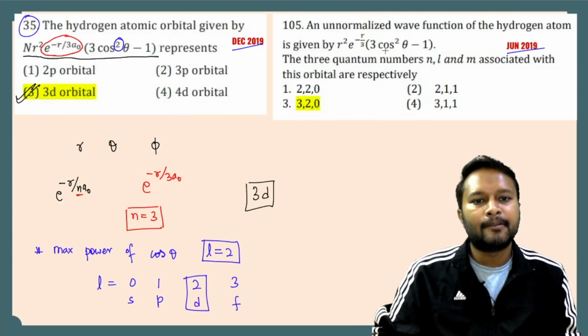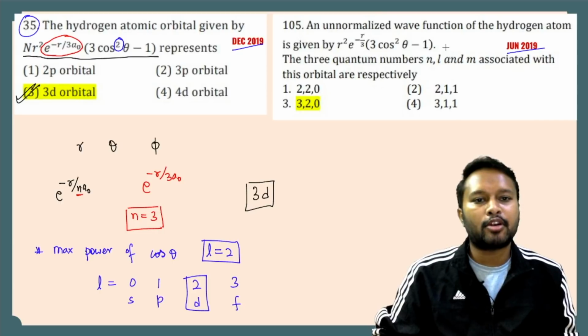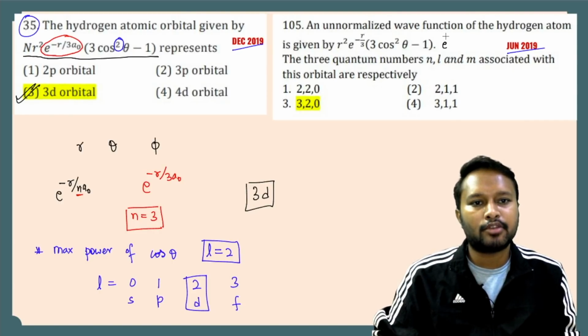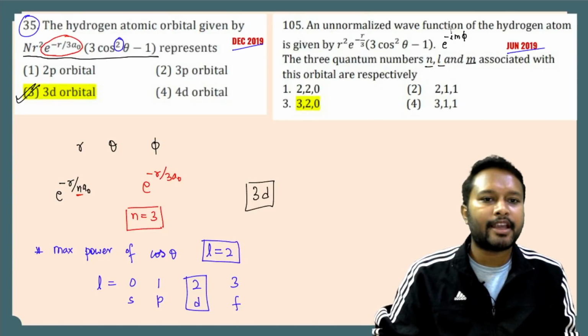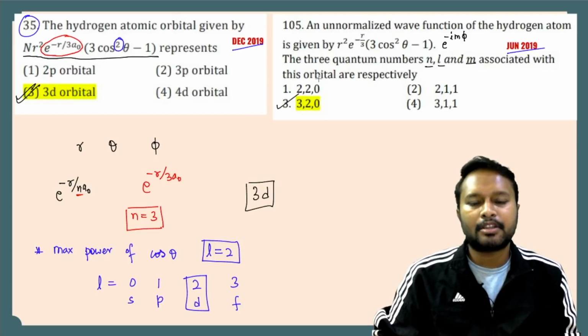So n will be 3, maximum power of cos theta is 2, so L will be 2. And what about m? You have one more part which is given as e to the power minus i m phi. It's a function of phi, and you should have m over there. So you get the value of m over here, right? They have asked n, L and m, right? So the value of m will be calculated like this, but since it is not there, it will be 0. So that's how option number 3 is the correct one.